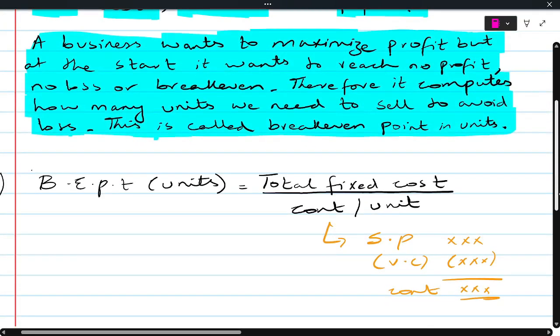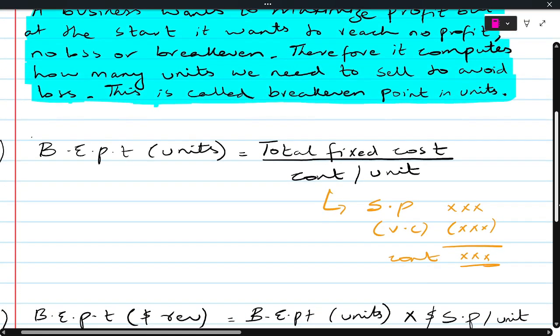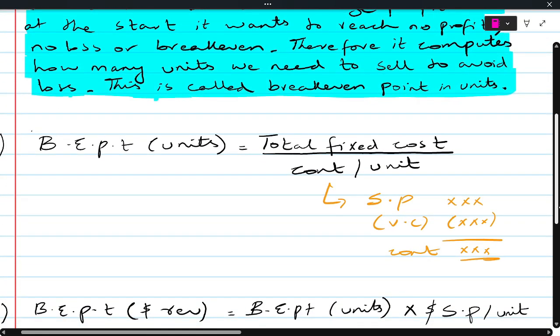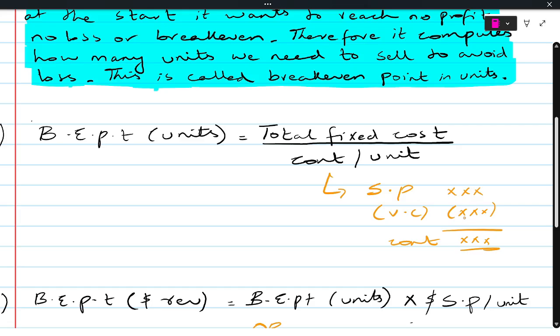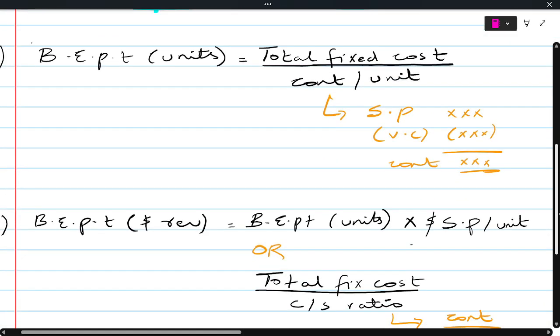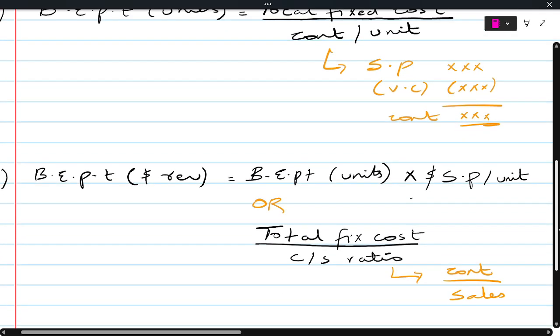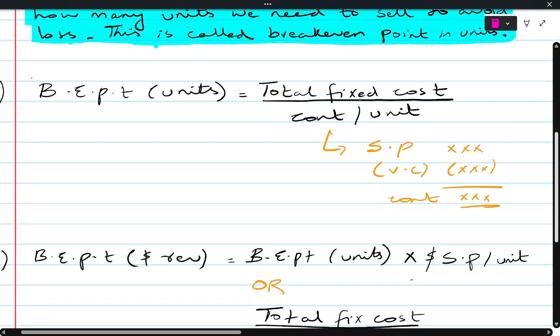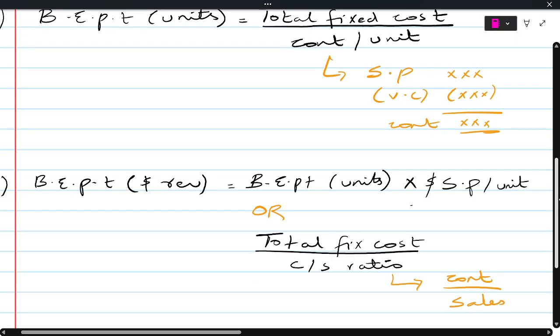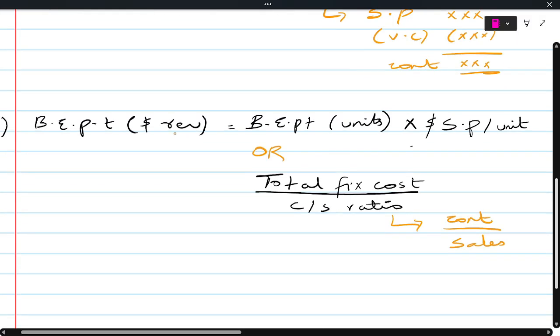So how do you calculate break even point in units? You take the total fixed cost divided by contribution per unit. Total fixed cost will always be given in the question. Contribution per unit you calculate by subtracting the variable cost per unit from the selling price per unit. If you have to calculate in terms of revenue, take your break even point in units and multiply it by the selling price per unit.